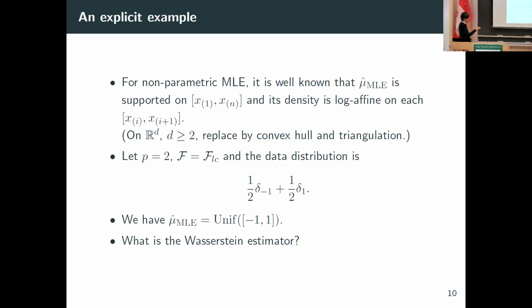So the simplest case is, suppose P is equal to 2, and we have a data distribution which is 1/2 at point -1 and 1/2 at point +1. We know that in this case, the MLE is simply the uniform distribution between -1 and 1, which is very intuitive. So let me ask, what is your guess for the Wasserstein projection? Any guess?